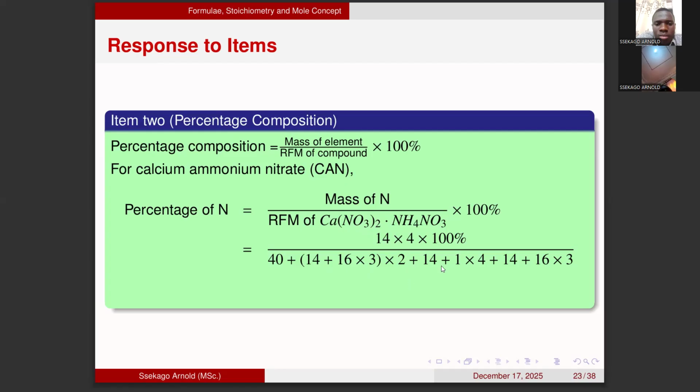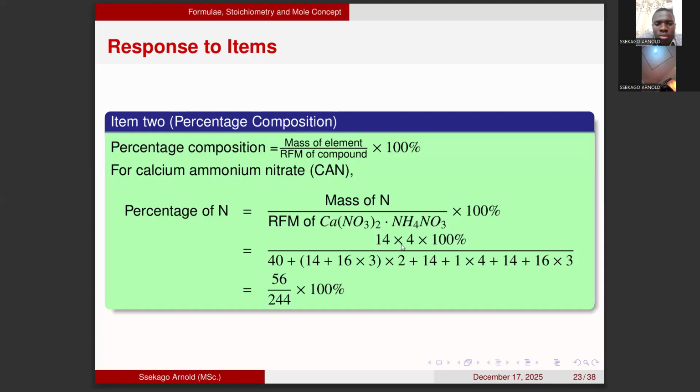So then plus capital N is 14, then plus capital H is 1, but there are 4 of them, so we shall write 1 times 4, then plus capital N, 14, then plus capital O. Capital O is 16, and there are 3 of them, so we shall write 16 times 3. So up here, 14 times 4, that is 56, and summing all this information down, take note, you should press your calculators very well and confirm that you obtain 244 down, then times 100%.